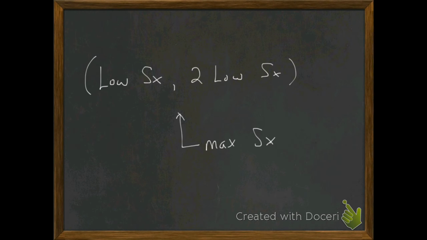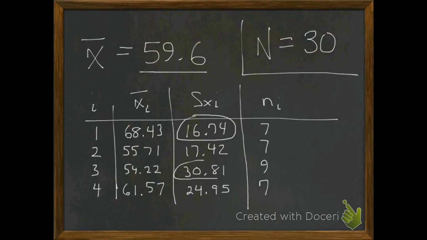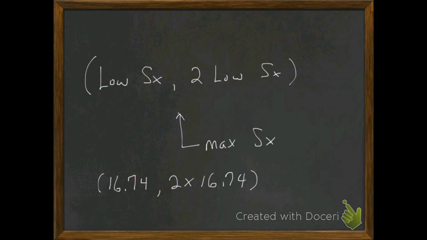So if we look at the interval from 16.74 to 2 times 16.74, which is 33.48, we need our largest standard deviation, which is 30.81, to be contained in that interval to assume equal variances. And you can see that it is. So it's an informal way of testing, but it's one that's actually kind of agreed upon for taking a look at equal variances.